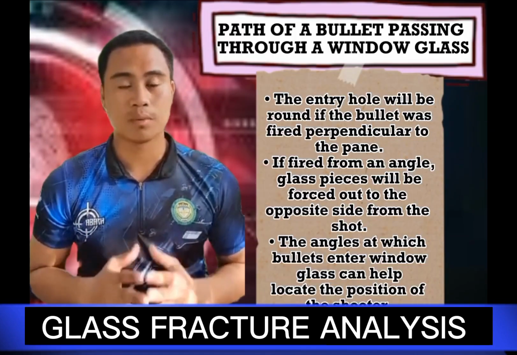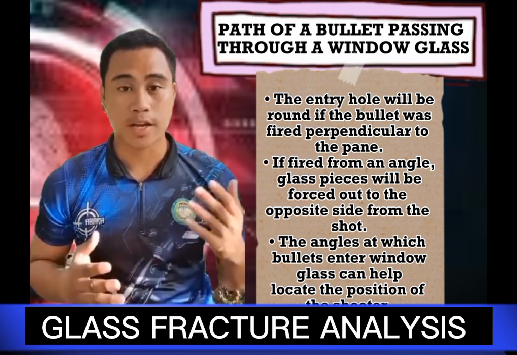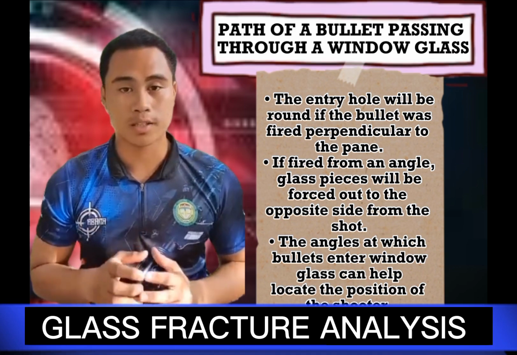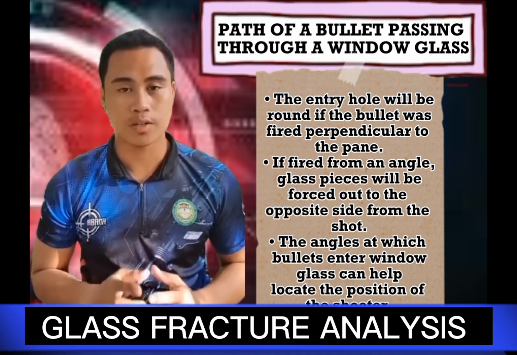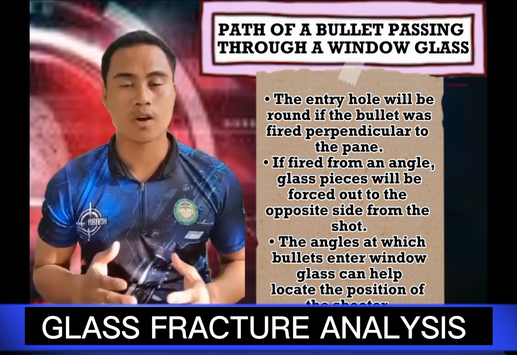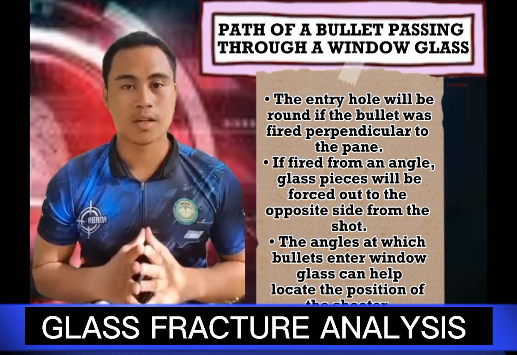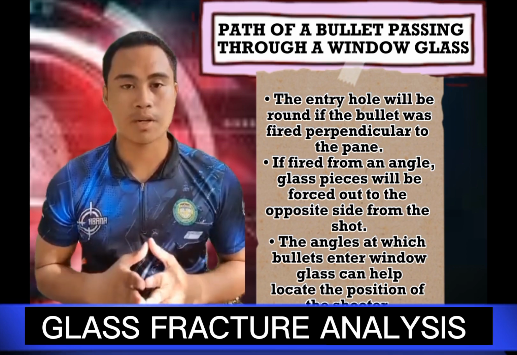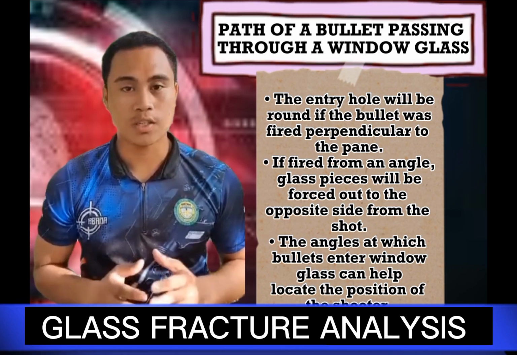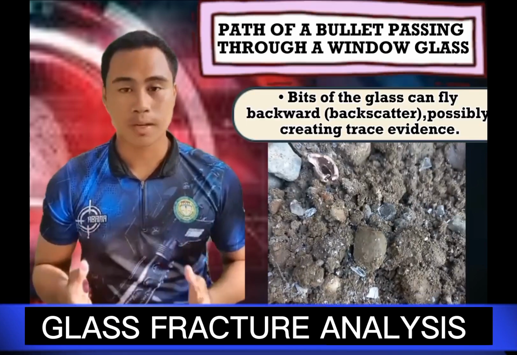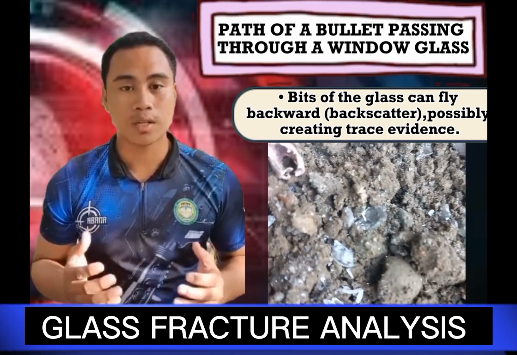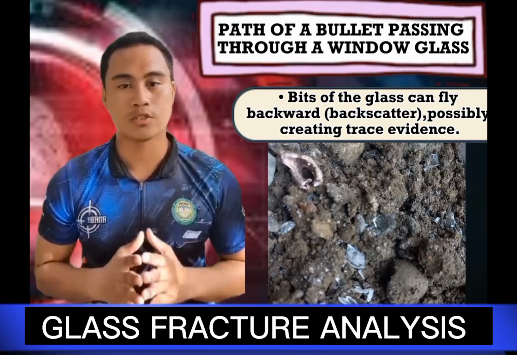Observing the path of a bullet passing through window glass, the entry hole will be round if the bullet was fired perpendicular to the pane. Moreover, if it is fired from an angle, glass pieces will be forced out to the opposite side from the shot. The angles at which bullets penetrate the window glass can help locate the position of the shooter. Bits of glass can fly backward, which is also called backscatter, and could help create trace evidence.